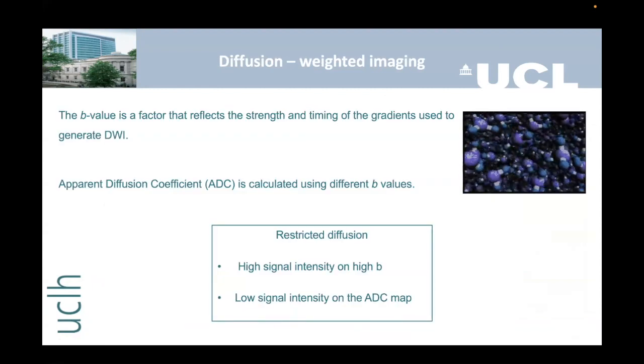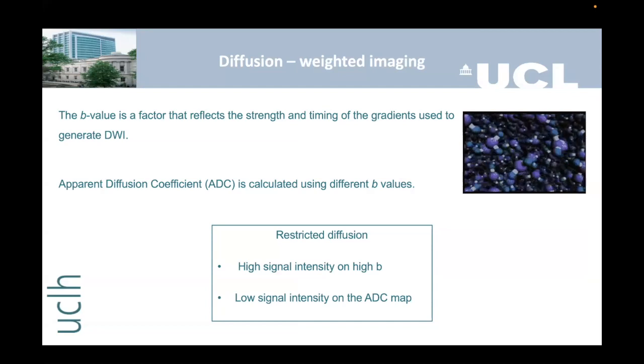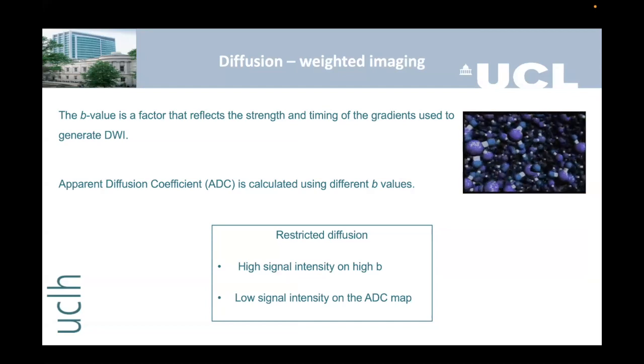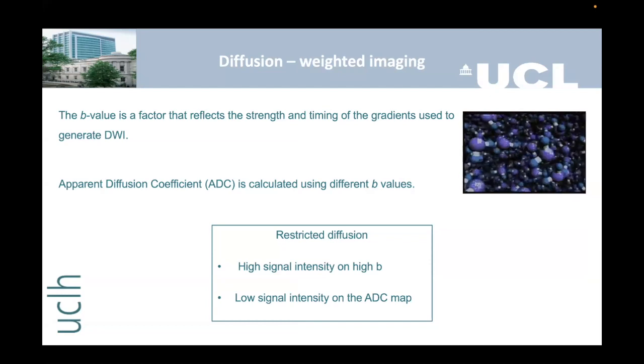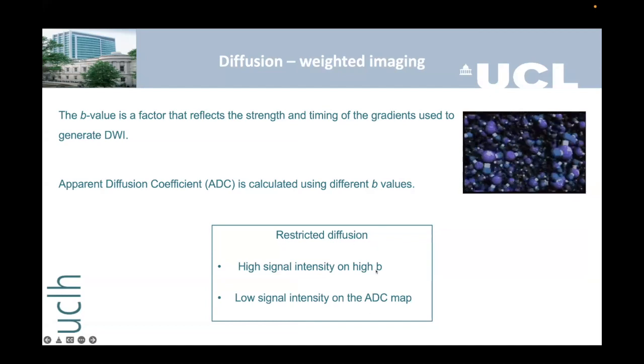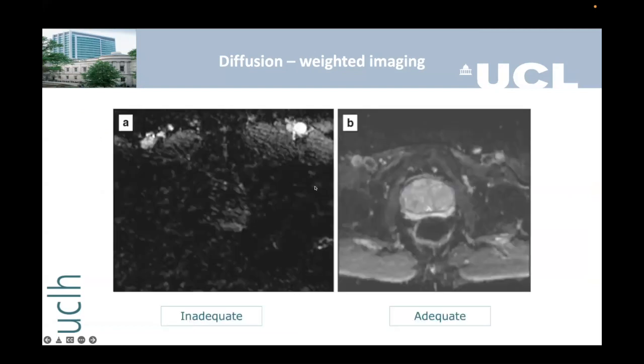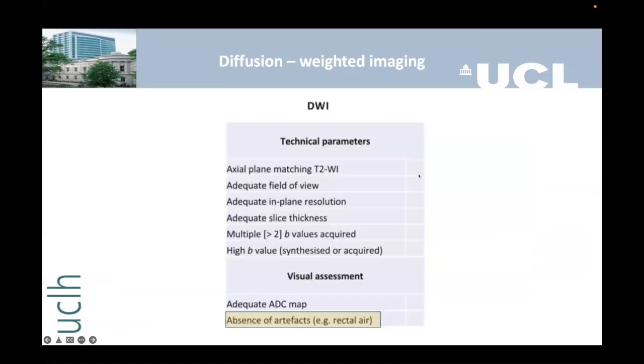We know that diffusion weight imaging looks at the motility of water molecules in tissues. And if you have prostate cancer, you will have a high signal on the high B value and a low signal on the ADC map. In terms of the adequacy of the ADC map, here you can see a low diagnostic, actually non-diagnostic ADC map. And here you can see a good quality ADC map where you can differentiate easily the PZ from the TZ.